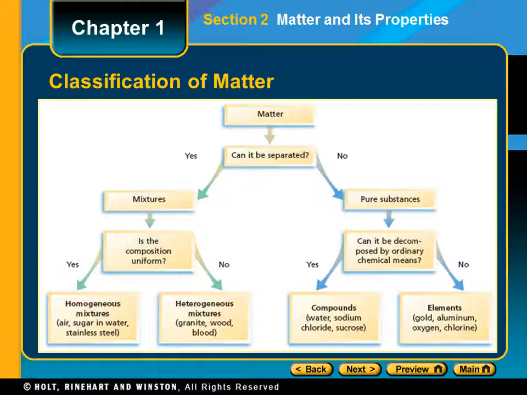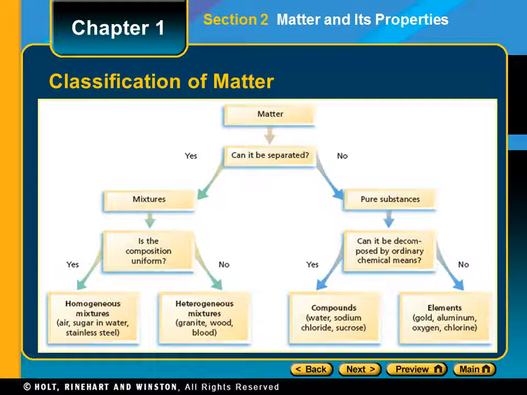But if we go back to matter and we ask the question again, can it be separated? We say no, then it is a pure substance. And the next question we ask is, can it be decomposed by ordinary chemical means? If the answer is yes, then it's a compound. Water can be decomposed by normal, ordinary chemical means. Sodium chloride, that's salt. Sucrose, that's sugar. If the answer is no, then that's where now we know we have an element. It's gold, it's aluminum, it's oxygen and chlorine.